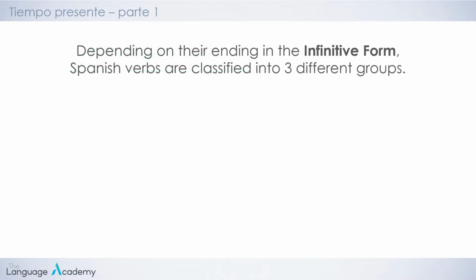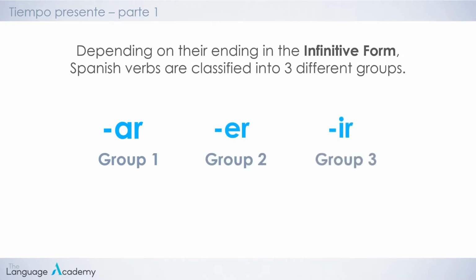Now, depending on their ending in the infinitive form, Spanish verbs are classified into three different groups. Group number 1 are the verbs ending in AR. Group number 2 are the verbs ending in ER. And group number 3 has the IR ending.